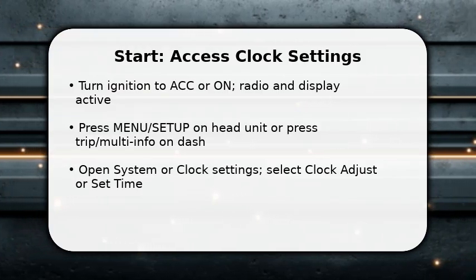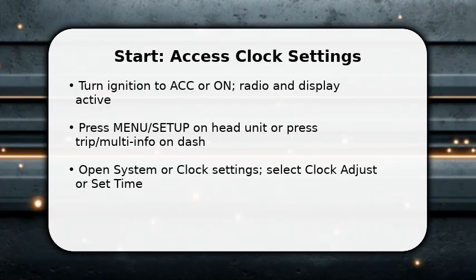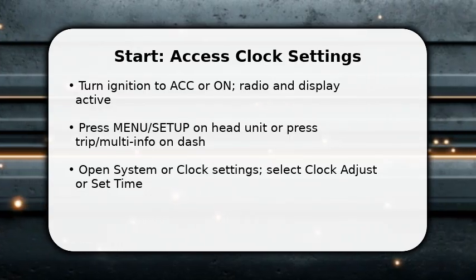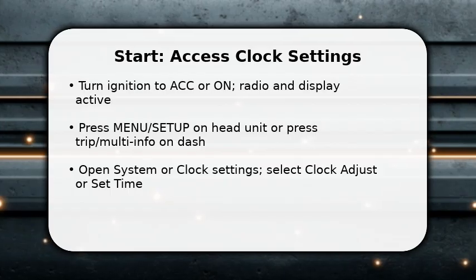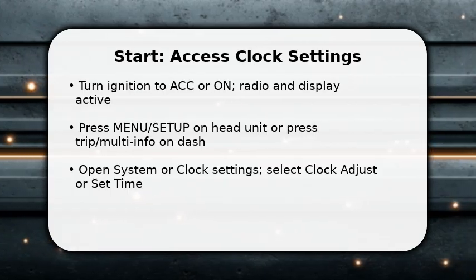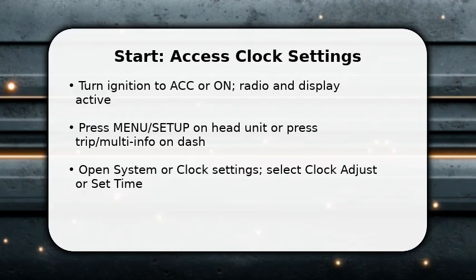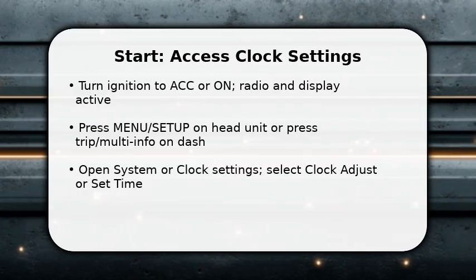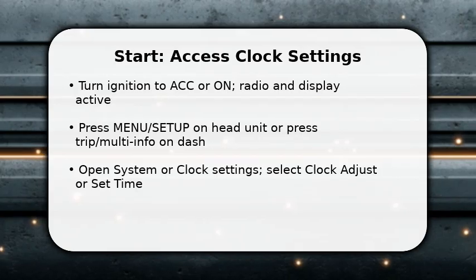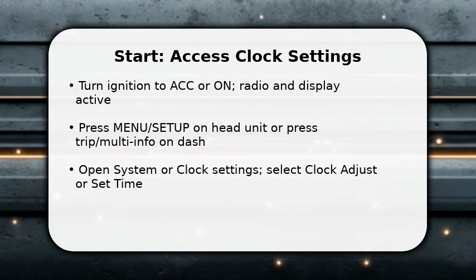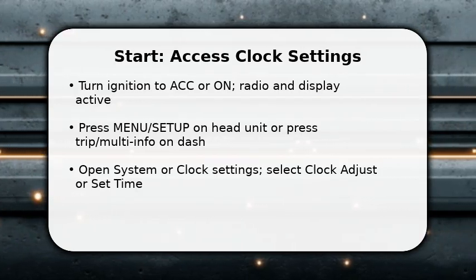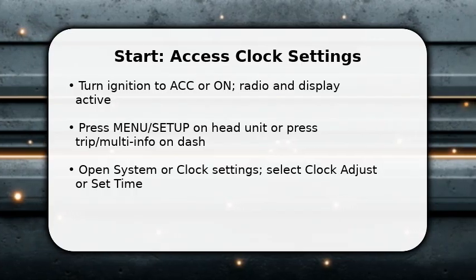You start by powering the car to ACC or on so the display and head unit are live. Next, press Menu or Setup on the infotainment, or use the Trip/Multi-Info button on the instrument cluster to reach system settings. Once in system, select Clock or Clock Adjust to begin. This immediately puts you into the editable time fields so you can change hours and minutes. Don't exit until you see editable controls.